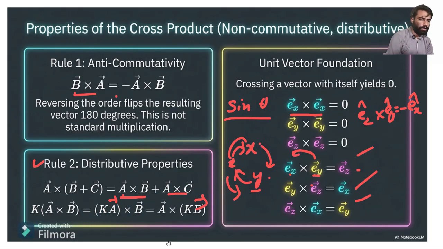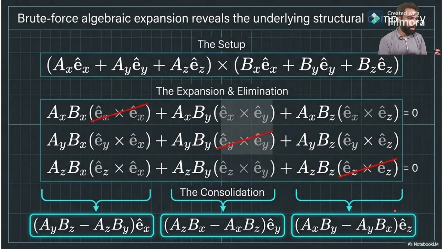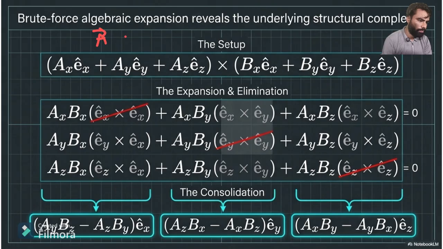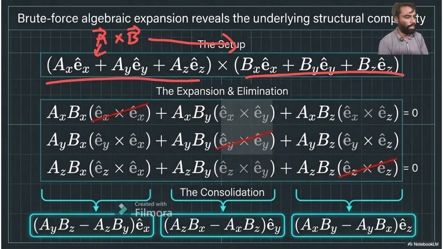Now that you have learned to calculate the unit vector in a cross product, you can calculate the entire cross product as well. Let's see a cross product. Suppose this is the cross product A cross B. Here we can put it into components, and B, if we split it into components, we get Bx ex, By ey, Bz ez. These ex, ey, ez are the unit vectors.